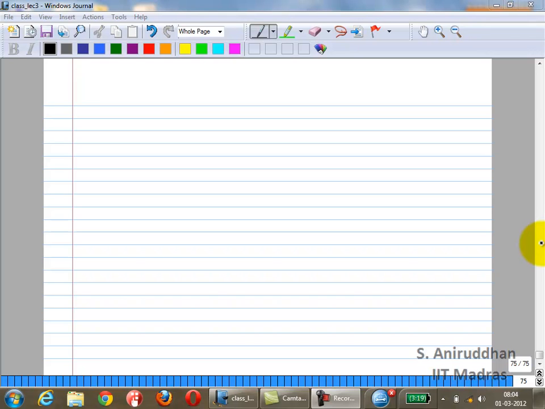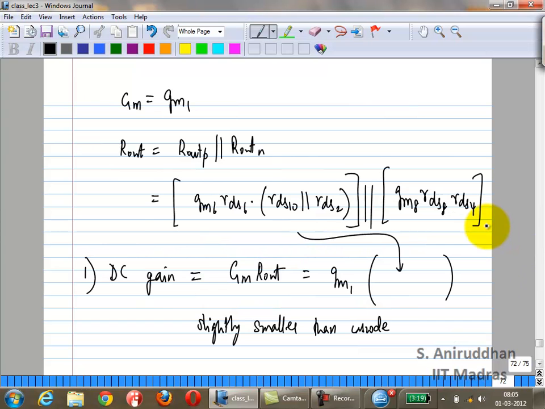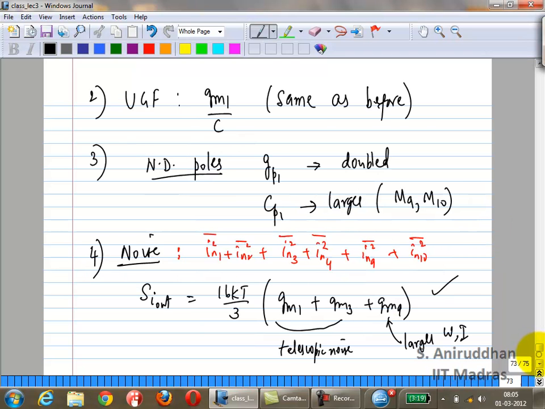So last class we looked at the folded cascode op-amp. We looked at, again, the same data sheet which we did for all the other op-amps. The DC gain was a little bit smaller than the telescopic. The unity gain frequency was the same, so that's what we have always wanted from any op-amp, which is GM1 over C. Then you had some non-dominant poles. Some poles had moved definitely, so the conductance at P1 had doubled. The capacitance was definitely larger because of larger devices.